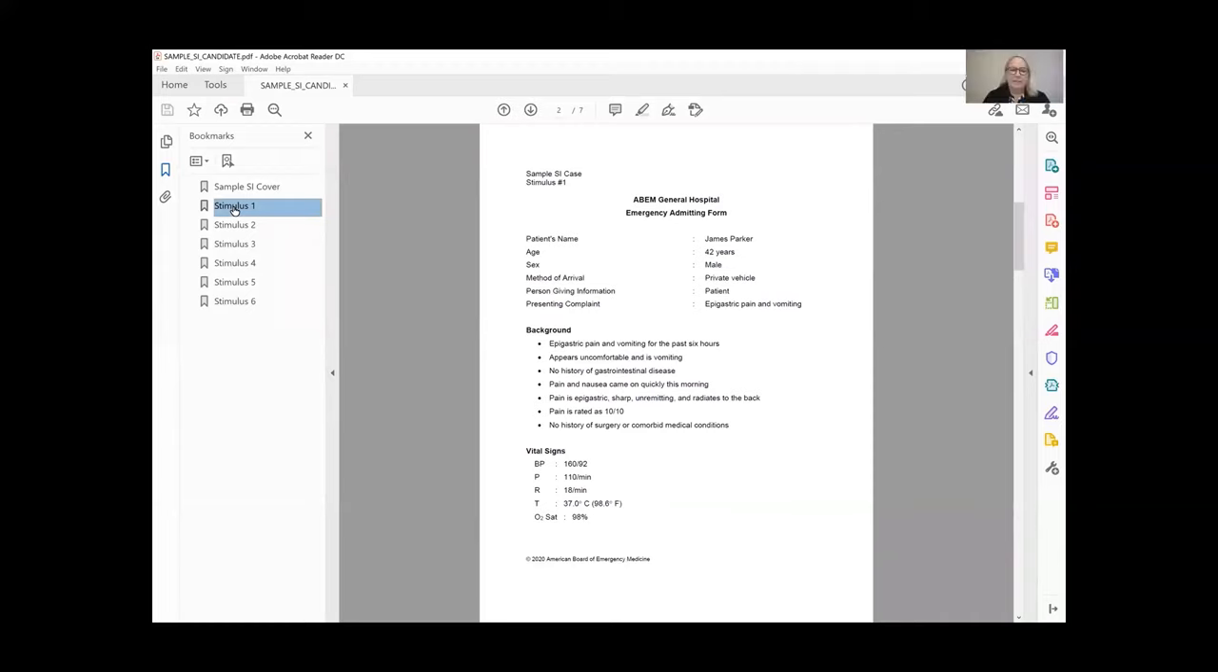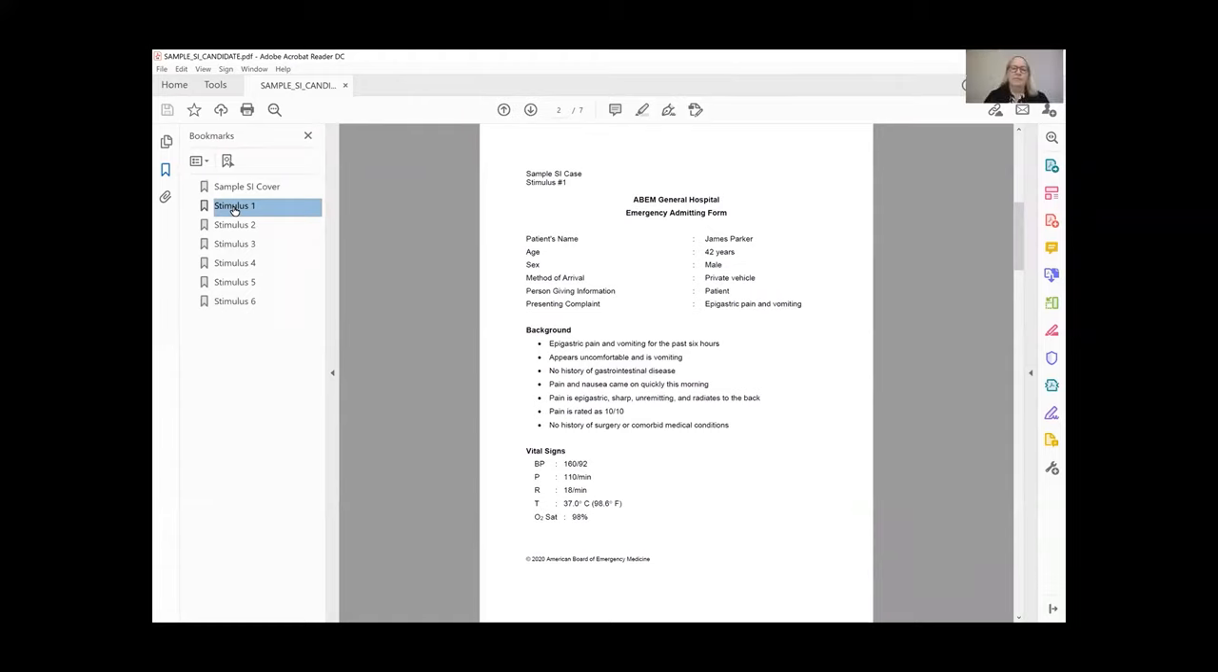Vomiting 6 hours, uncomfortable, no history of GI disease, pain and nausea quickly, sharp, unremitting and radiates to the back, 10 out of 10, no history of surgery or comorbid medical conditions. He's a little hypertensive, tachycardic, but otherwise unremarkable. Okay. Right. Based on this presentation, what additional historical information would you want to ask the patient?